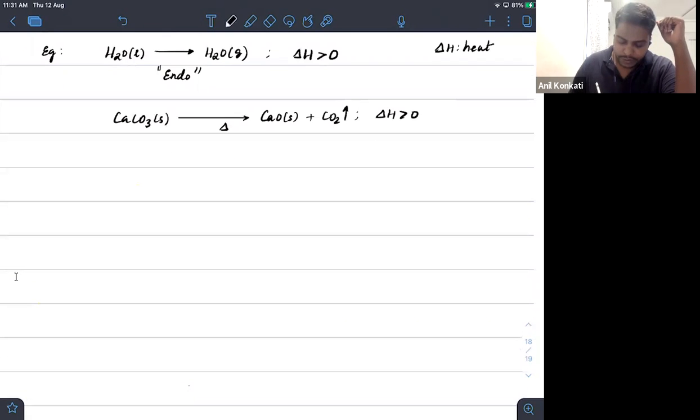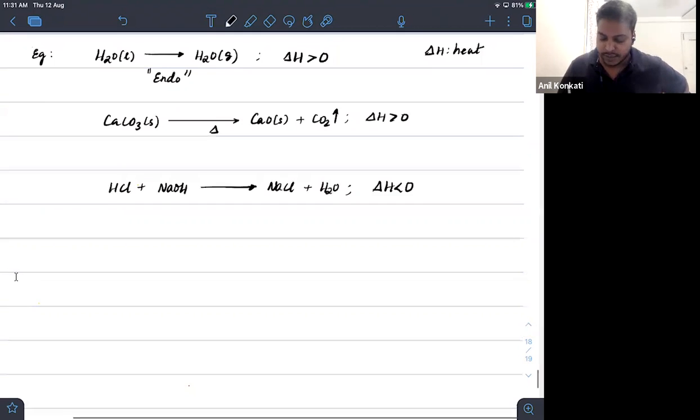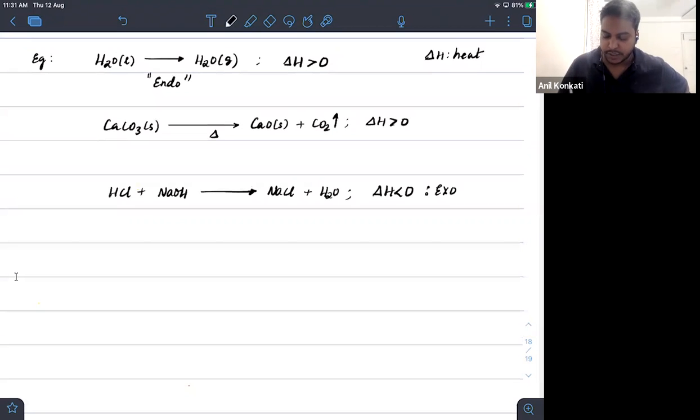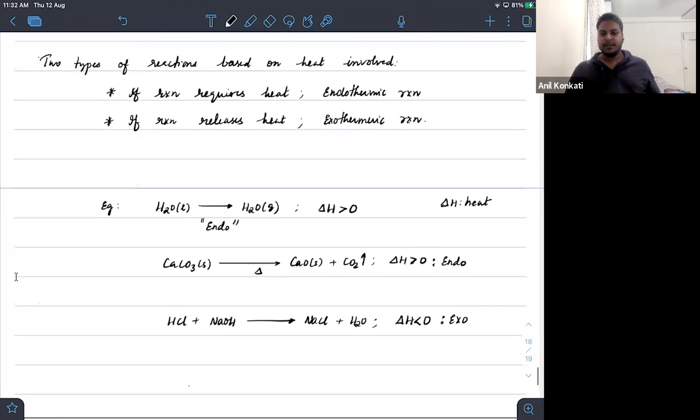But if you take an example like HCl plus NaOH, an acid base reaction, NaCl और water बन रहा है. Acid और base काफी unstable reactants हैं. If you react both of them, then heat is evolved. मतलब delta H is less than 0. If it is less than 0, we say it is exothermic. If it is greater than 0, we say it is endothermic. Clear? Just write these differences, everyone. So there are two types of heats you should look out for. One is exothermic, one is endothermic.